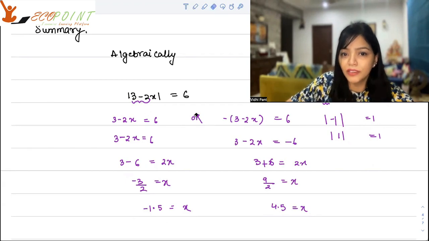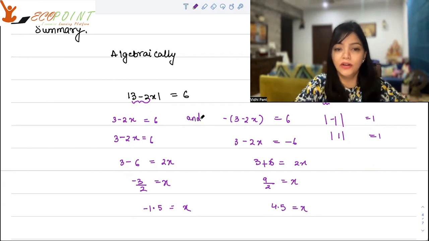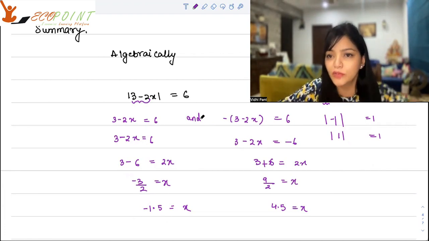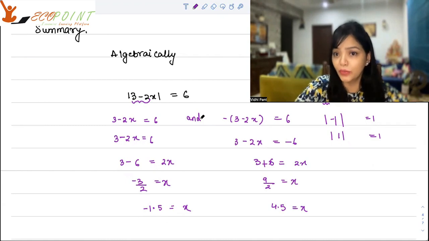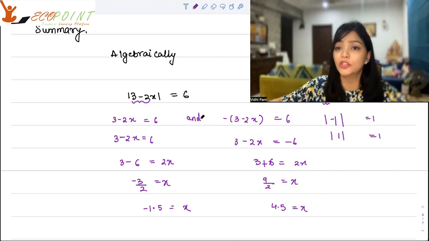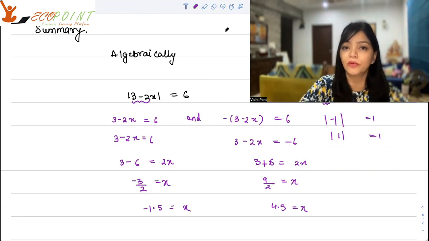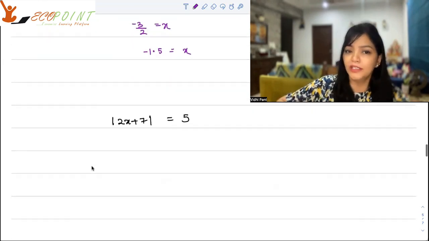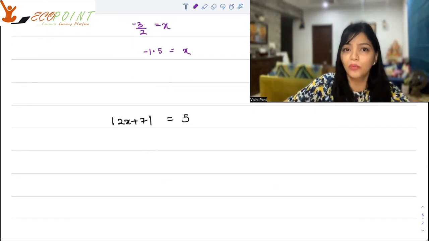So, in other words, whenever your x is minus 1.5, this equation will give you 6. And also this equation is true when x is equal to 4.5. Under both the scenarios, this is happening. Similarly, you can work with other questions now very easily.